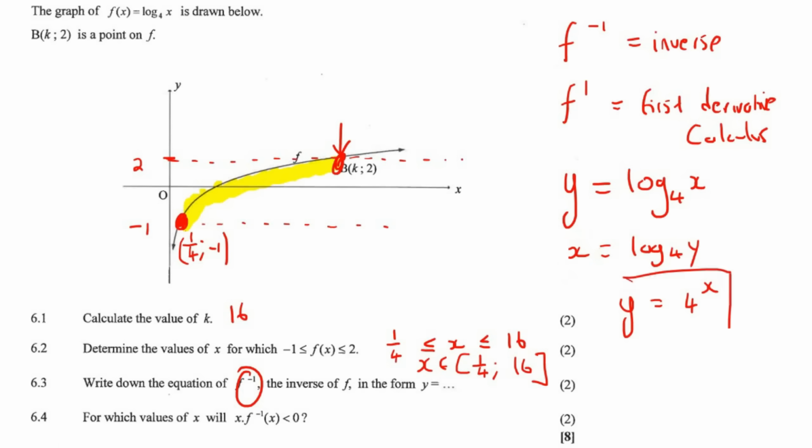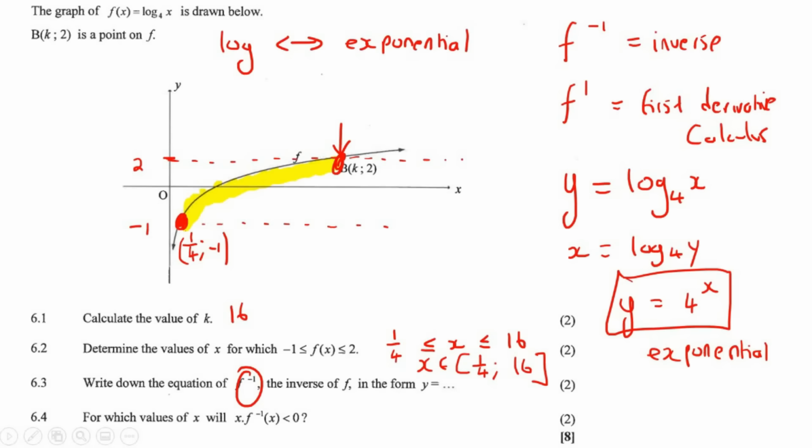This, by the way, is an exponential. And we should know by now that the inverse of a log graph is an exponential. Let's quickly write that down. A log is the inverse of an exponential, and the exponential is the vice versa. You know what I'm trying to say. Log, exponential, exponential, log.